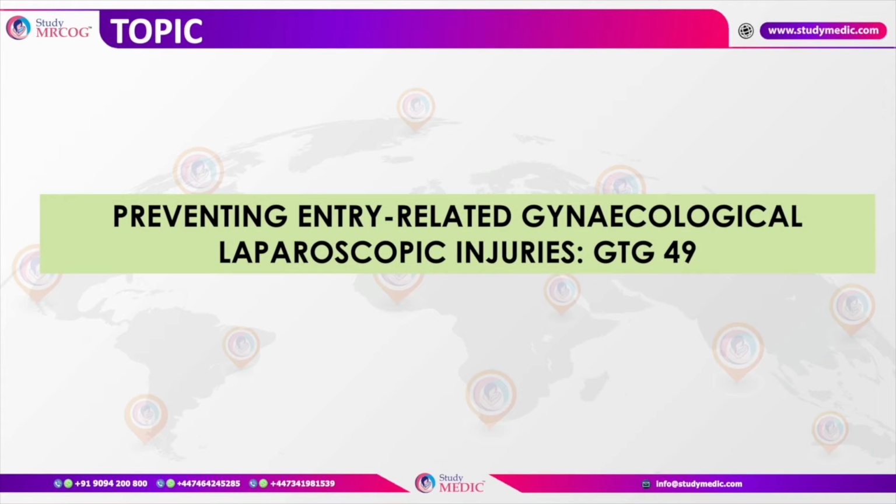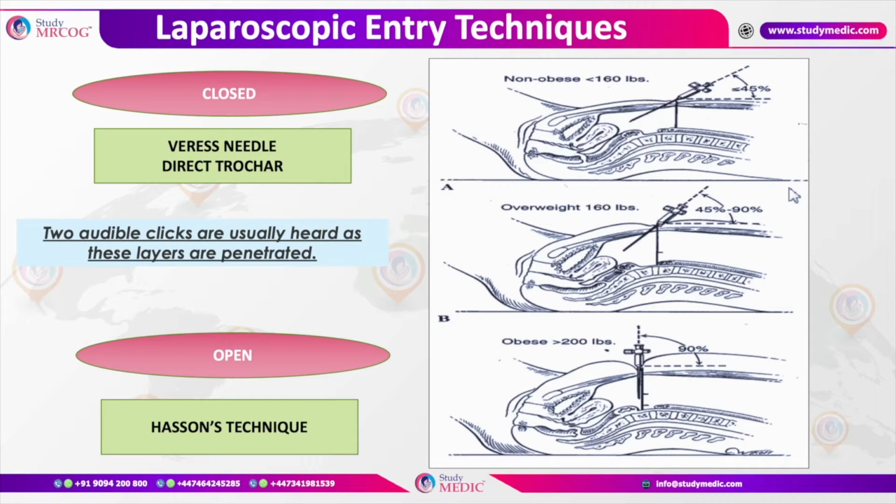So, first of all, the first topic that we will be discussing is the GTG on preventing injury-related gynecological laparoscopic injuries. So, the technique of laparoscopic entry could be either closed or open. Closed, you do it through Veress needle or a direct trocar insertion. When you insert the Veress needle or direct trocar, you usually hear 2 clicks as the layers of the abdomen are penetrated. Open is also called Hasson's technique. So these are the 2 techniques and how they are performed.